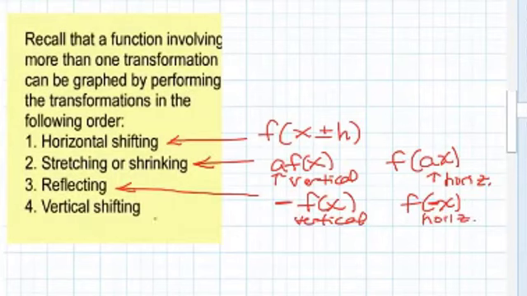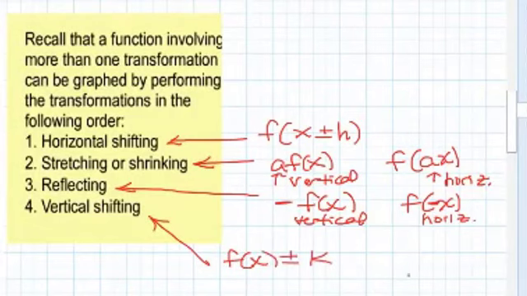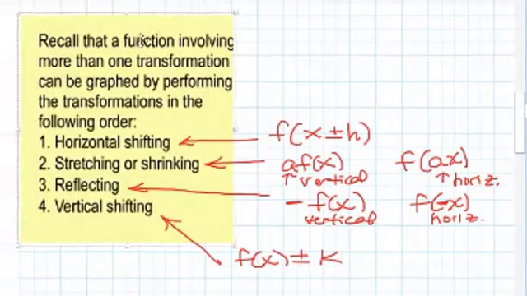And then lastly, you do your vertical shift, and that happens when you add or subtract outside of the parentheses, outside of the function. Okay, so let's look at a couple of examples where we have a combination and see how we would work with that.